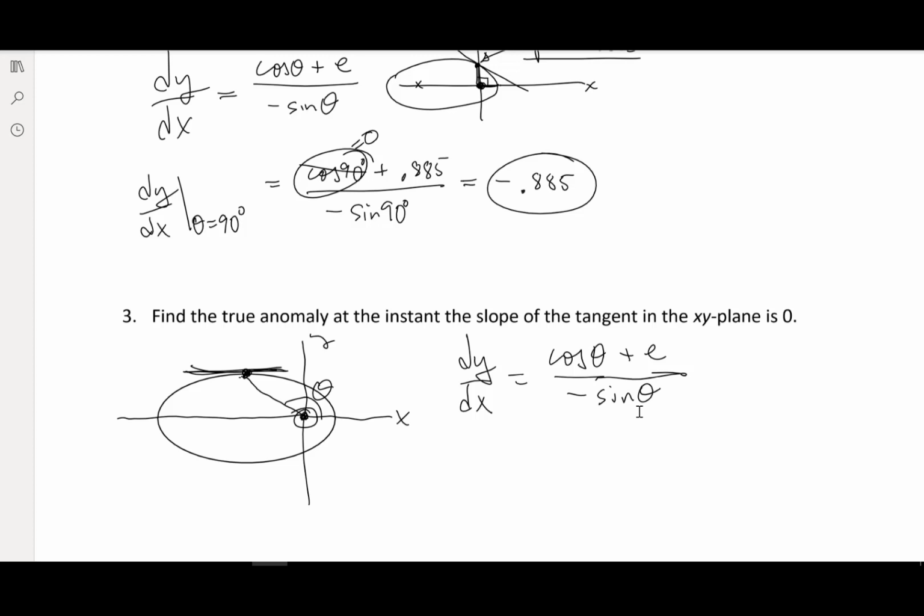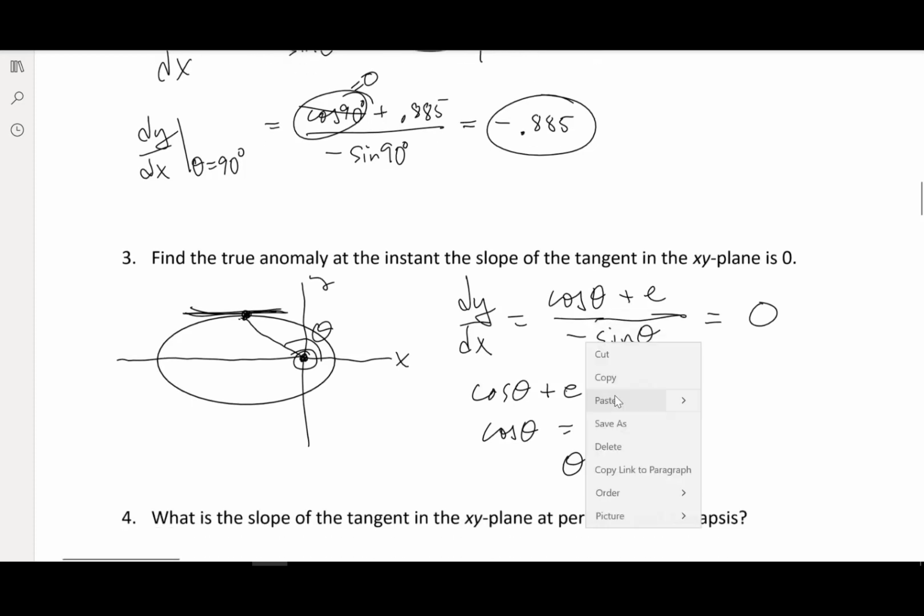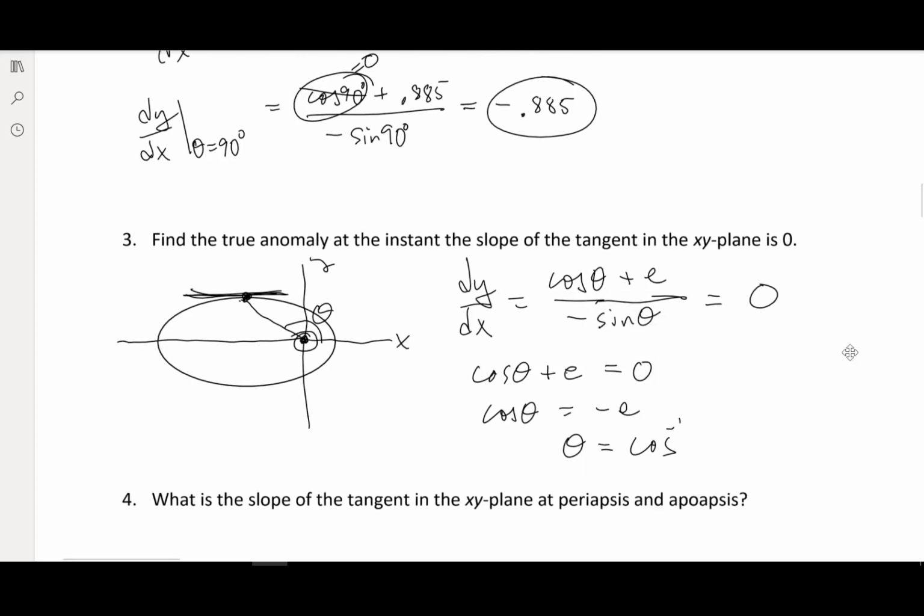And we'll set that equal to 0 to figure out what angle makes that fraction equal to 0. And that fraction is 0 when the top is 0 and the bottom isn't. So we can set that numerator equal to 0 and see what angle we get. That would be when the cosine of theta is minus the eccentricity, which means when theta is the cosine inverse of negative the eccentricity.